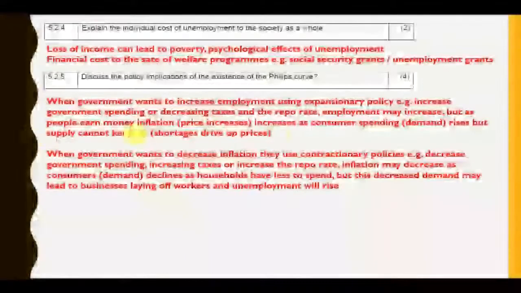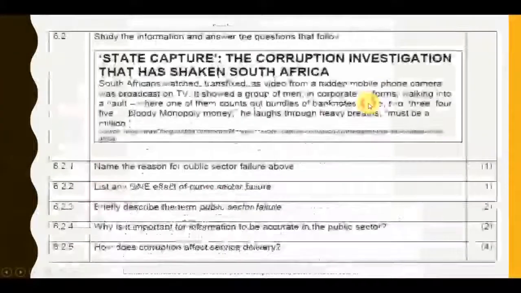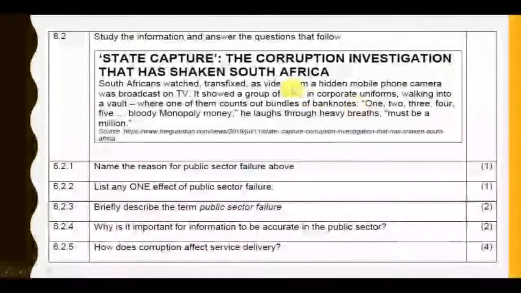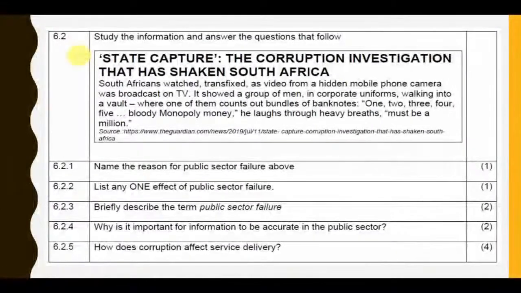They really, really are. Alright, let's go on to the next question, everybody, which is question number 6. Okay, we've done that. Right, here we go. So it says, study the information and answer the questions that follow. State capture: the corruption investigation that has shaken South Africa. So let's read it together, everybody.